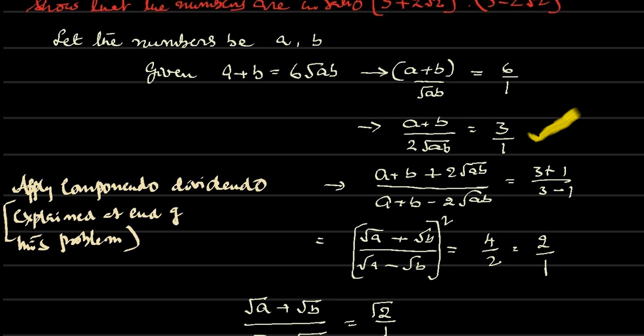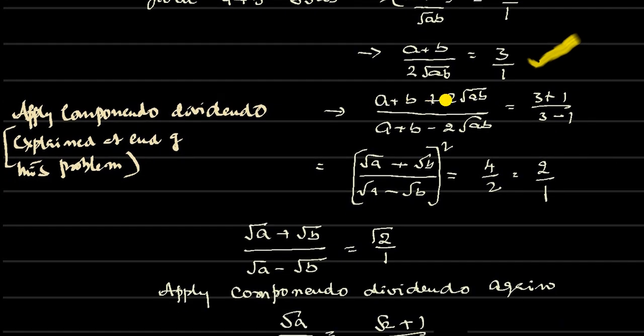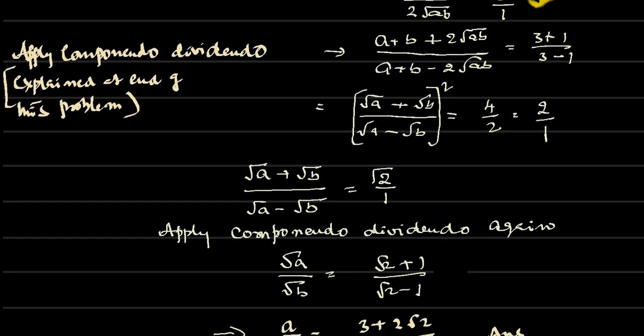So what are we getting there? This is (root a plus root b) whole square. This is (root a minus root b) whole square. I have written like that here. This 4 by 2 or 2 by 1. So if you remove that square, (root a plus root b) by (root a minus root b) is root 2 by 1. Apply componendo dividendo again.